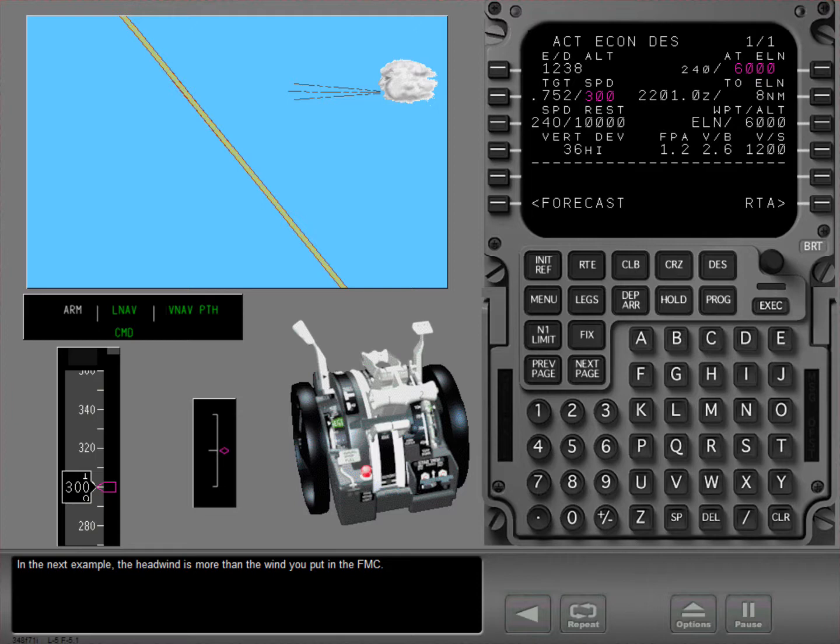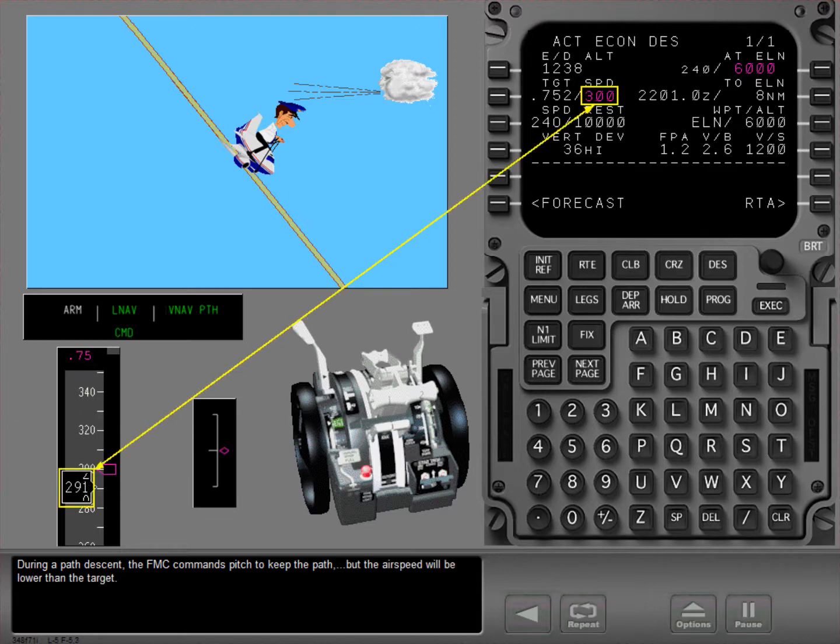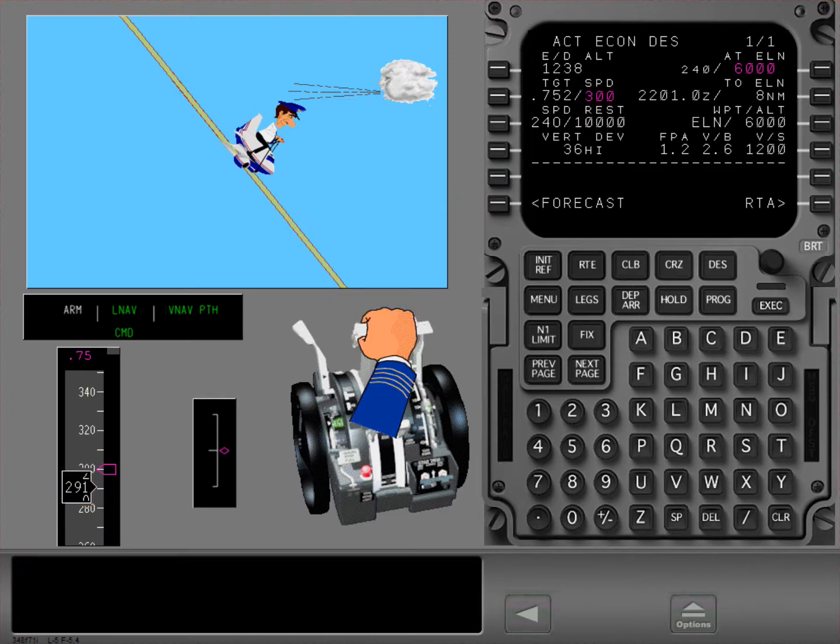In the next example, the headwind is more than the wind you put in the FMC. During a path descent, the FMC commands pitch to keep the path, but the airspeed will be lower than the target. You can use the thrust to increase airspeed to the target.